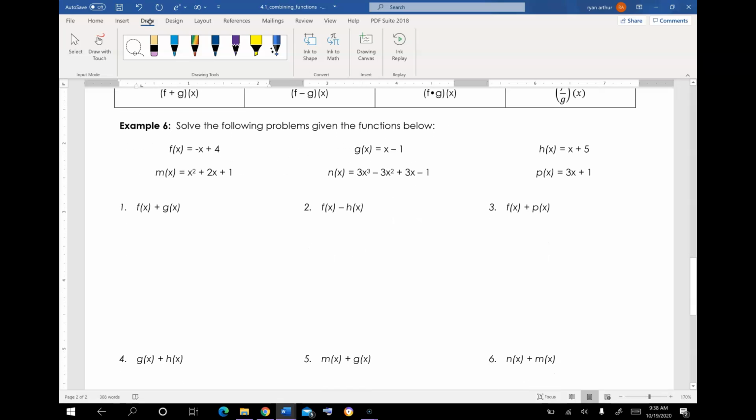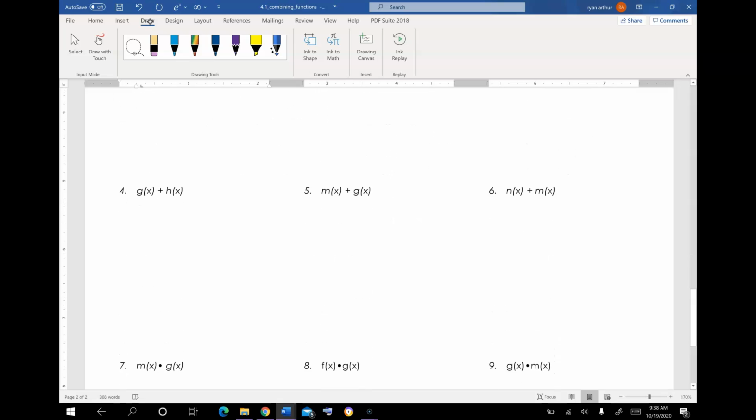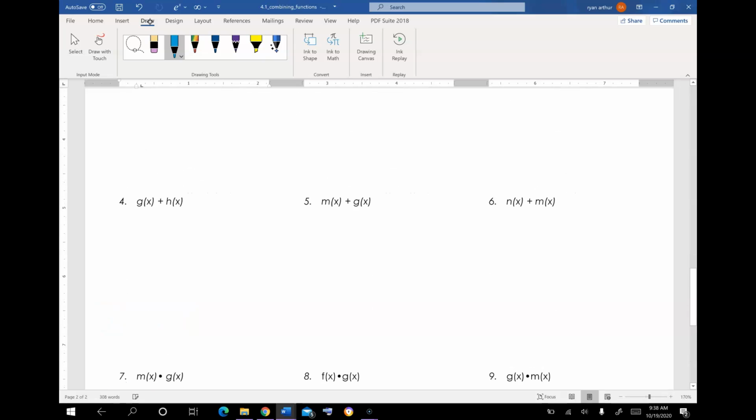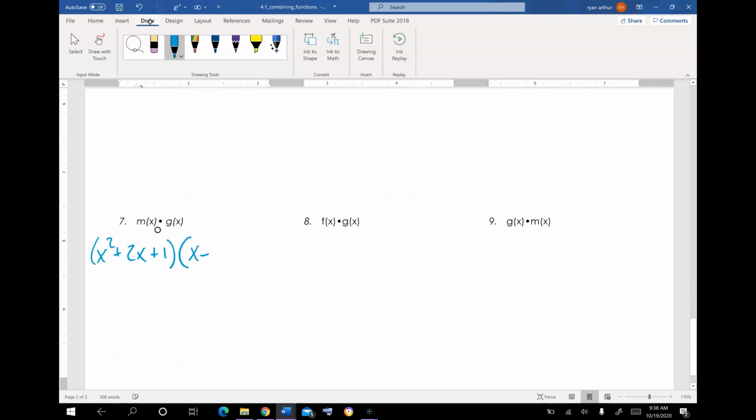So m of x is x squared plus 2x plus 1. So when you're multiplying, we're just going to use parentheses. G of x is x minus 1. Now, there are multiple ways you can do this, okay? You can do double distribution. You can do box method. I prefer the box method, so I'm going to do the box method, okay?